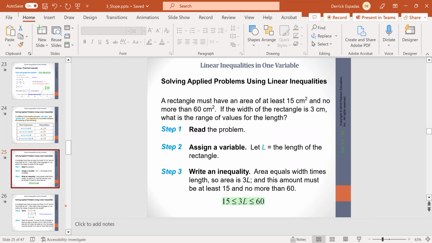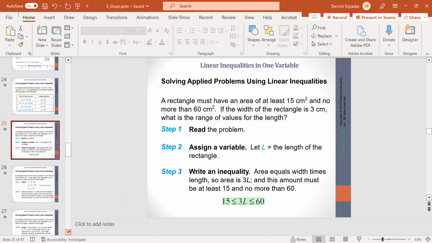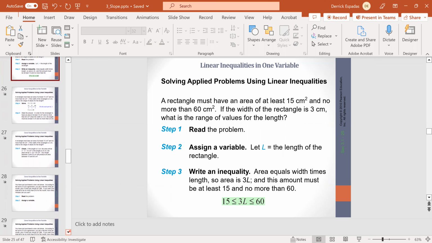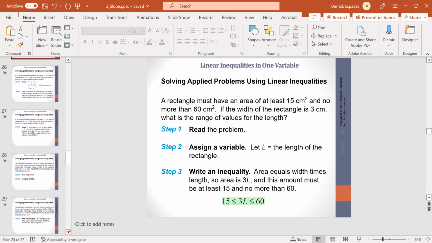So here's a word problem. A rectangle must have an area of at least 15 centimeters square and no more than 60 centimeters square. If the width of the rectangle is 3 centimeters, what is the range of values for the length? We did step 1. We read the problem.